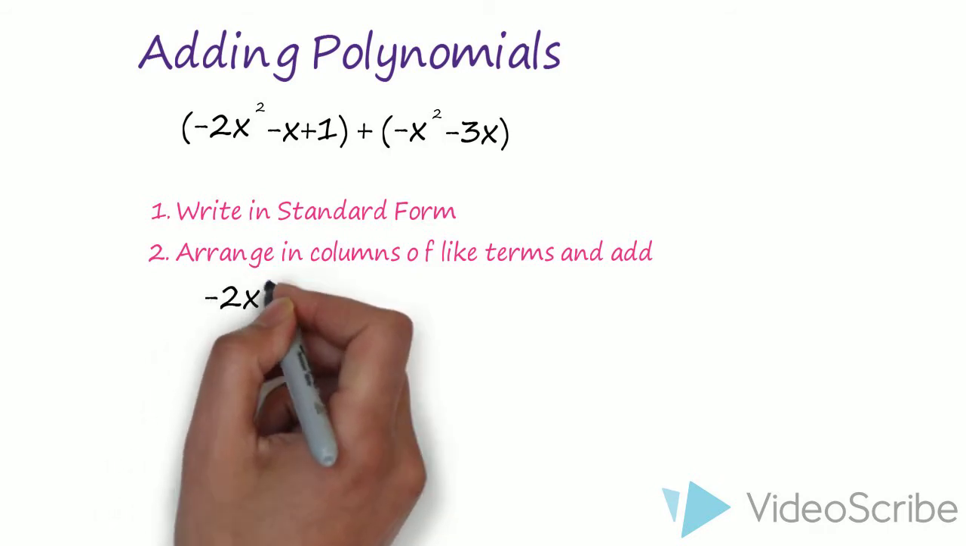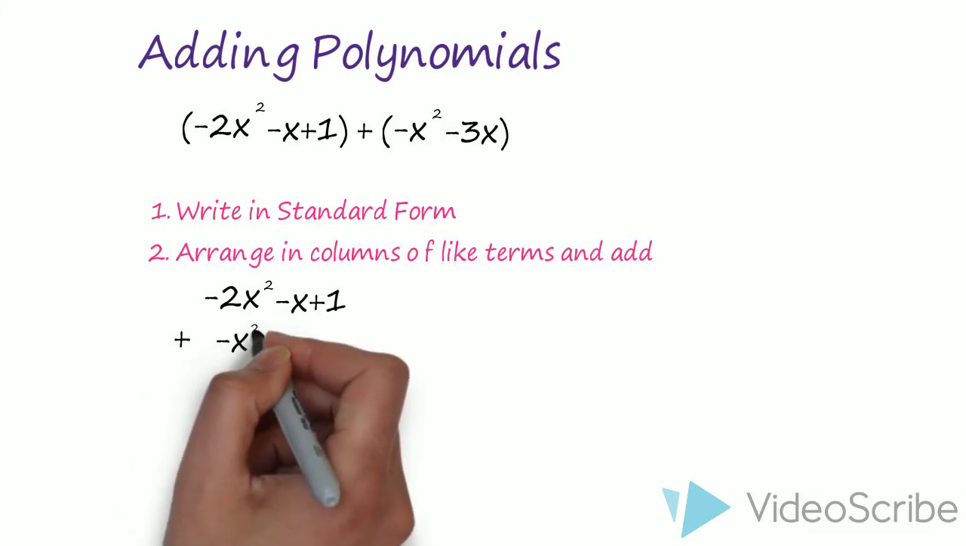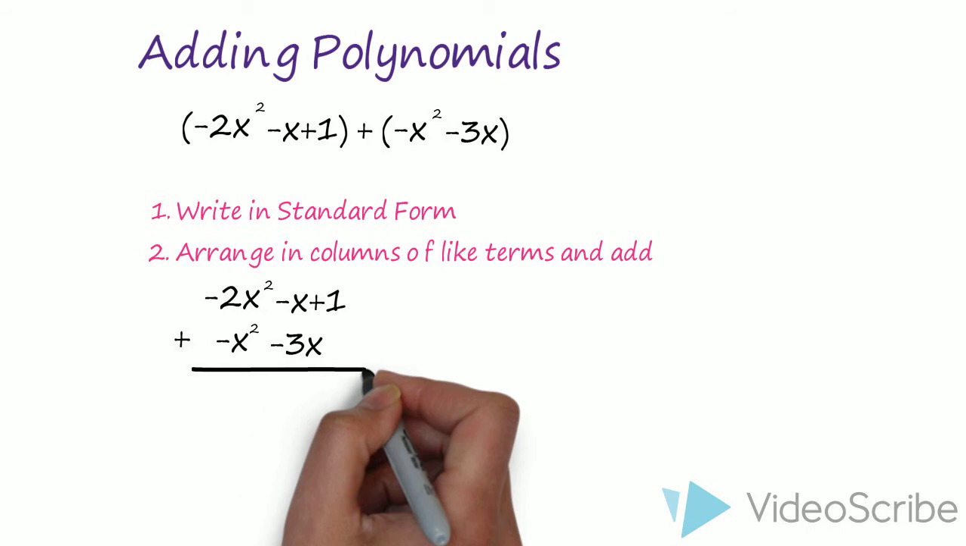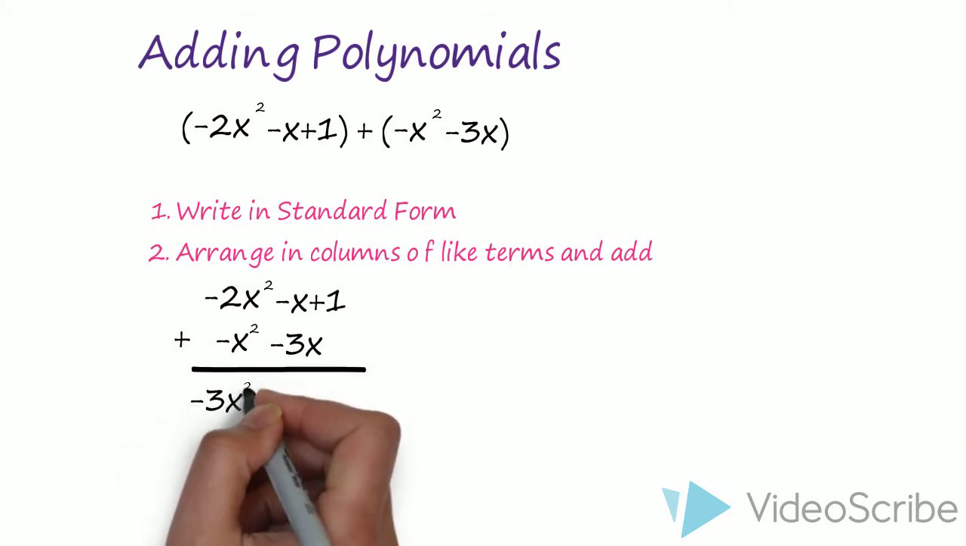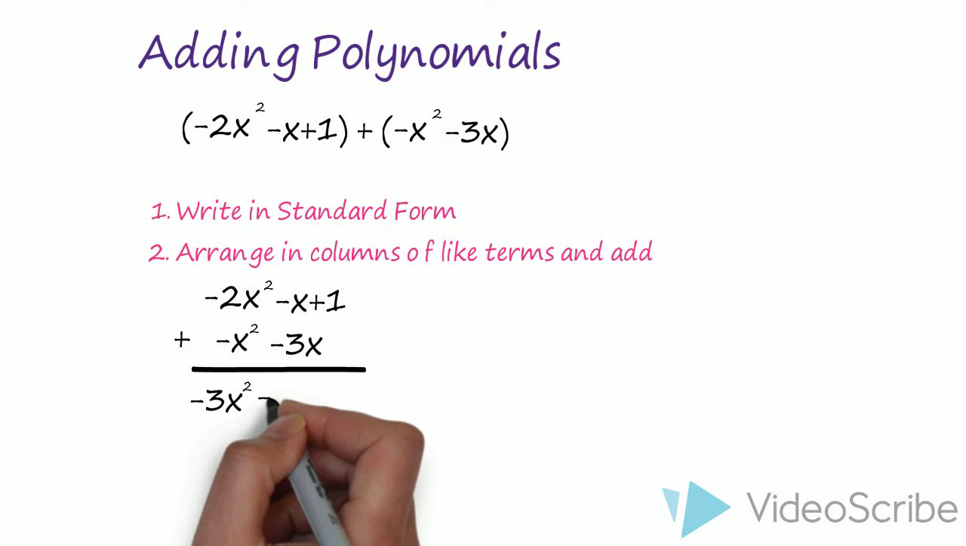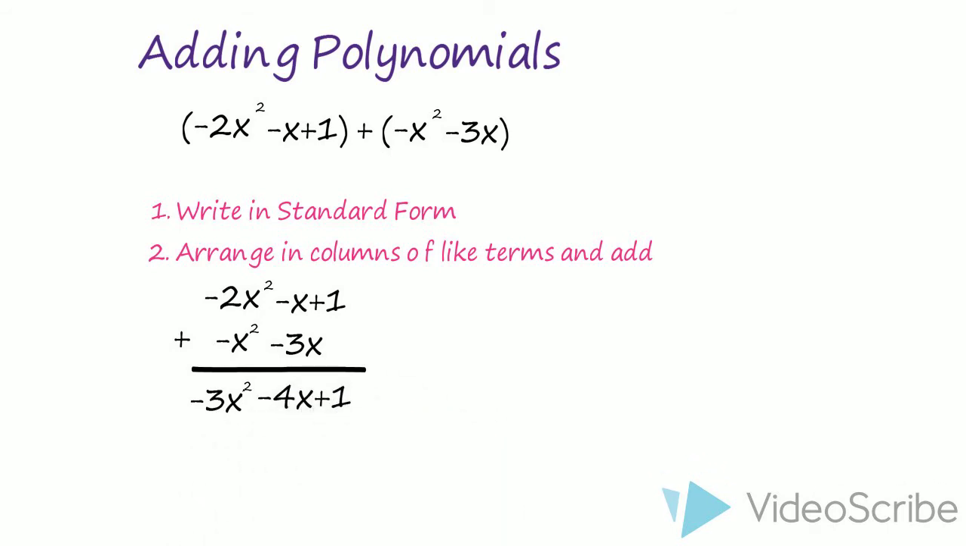So negative 2x squared plus x plus 1, plus negative x squared minus 3x. Negative 2x squared minus x squared is negative 3x squared. Negative x minus 3x is equal to negative 4x. And then you just drop the 1 because there's nothing to do with it, so it becomes plus 1. So it becomes negative 3x squared minus 4x plus 1.